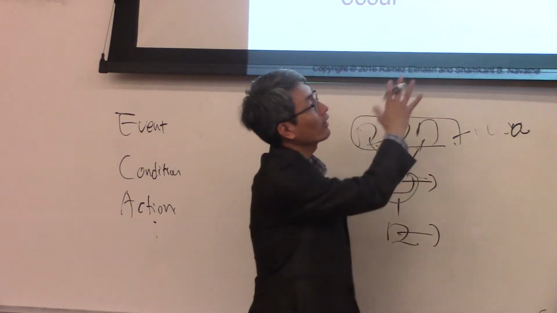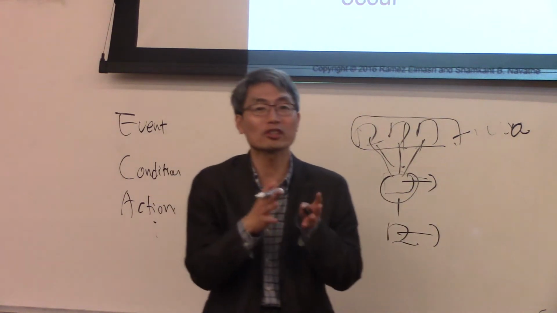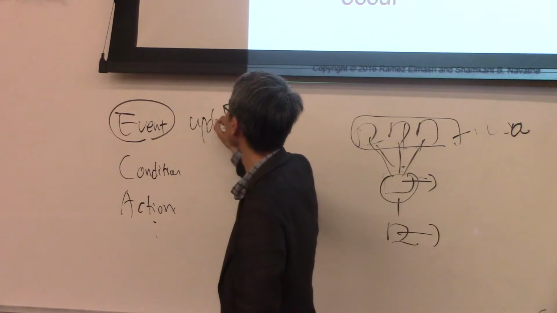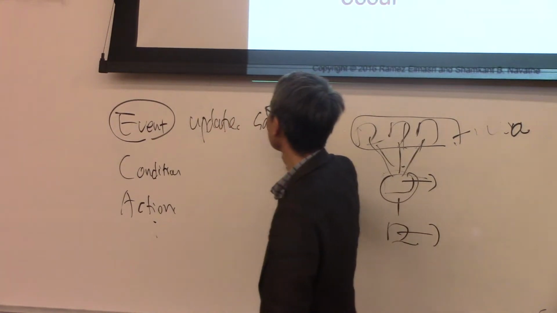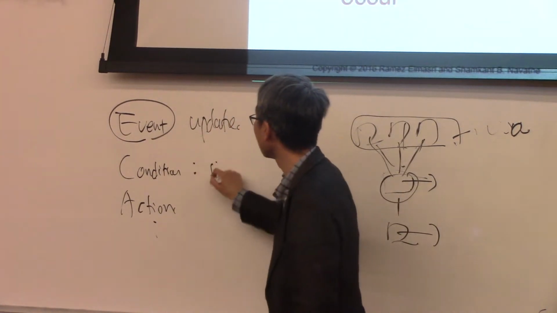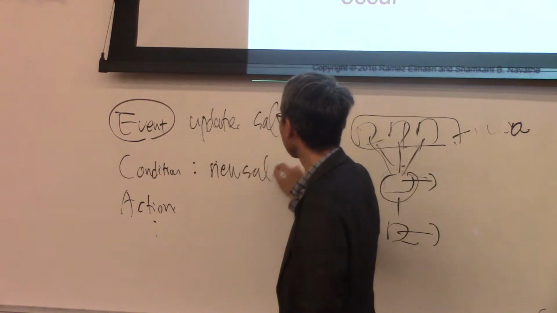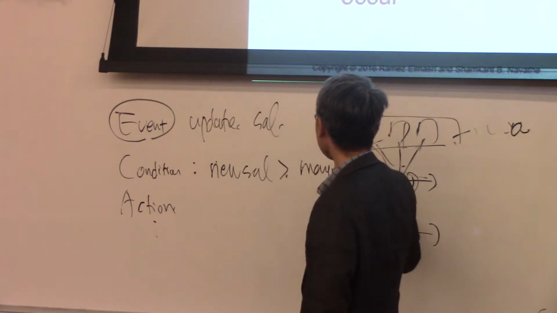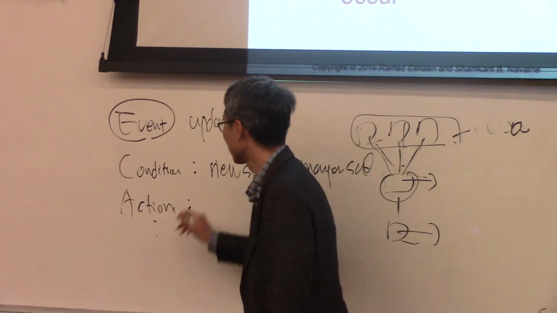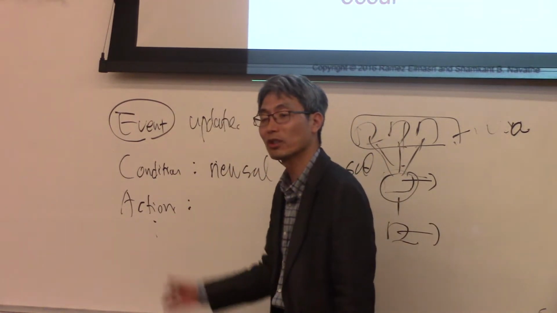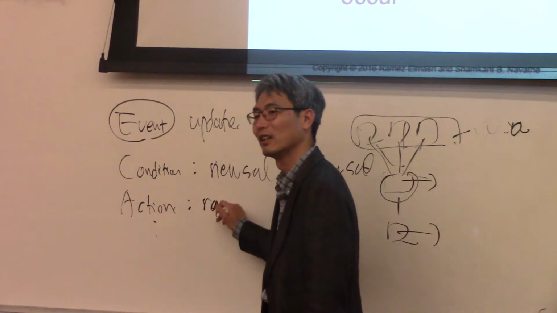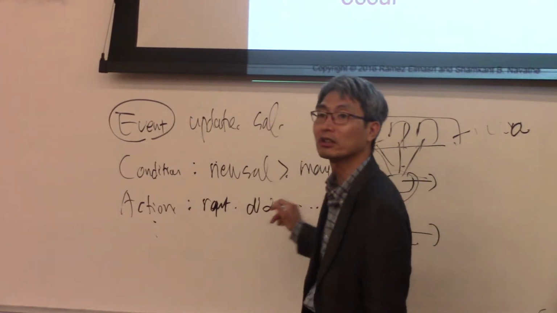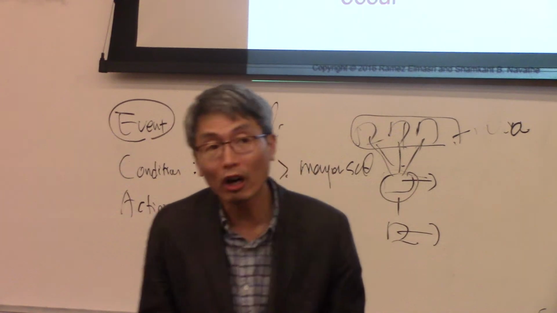Same thing in the database to keep the user-specific constraint. If there is an event, for example, an update on salary, check the condition whether the new salary is bigger than the manager's salary. If yes, do something, report, or allow or decline. So you can create the trigger.